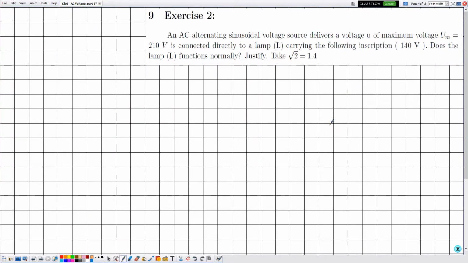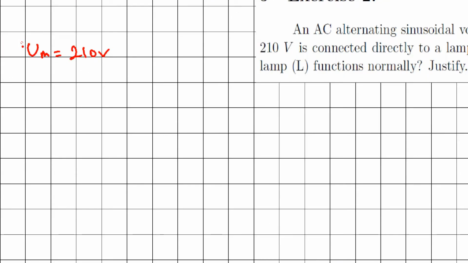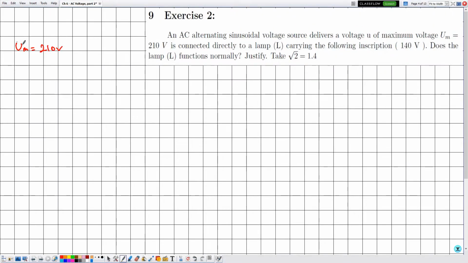So this is exercise number 2, section 9 in this chapter. They are telling me an AC alternating sinusoidal voltage source delivers a voltage of maximum value UM is equal to 210 volts. So here let me write down directly that UM is equal to 210 volts, and whenever we have the value of UM, we can directly determine the value of U effective. It is connected directly to a lamp L, carrying the following inscription: 140 volts.